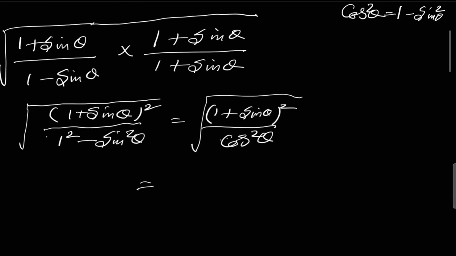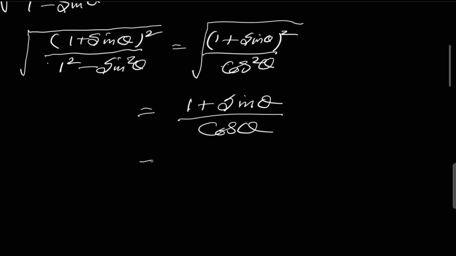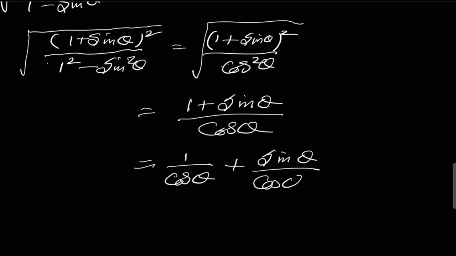Both are square terms. When you take square root, the square root sign will get cancelled. So, 1 plus sine theta; square root and square gets cancelled. Same way, the square root of cos squared theta is just cos theta. Numerator has 2 terms, 1 plus sine theta, but denominator you just have cos theta. You can split it as 2 fractions. So, 1 by cos theta plus sin theta by cos theta.